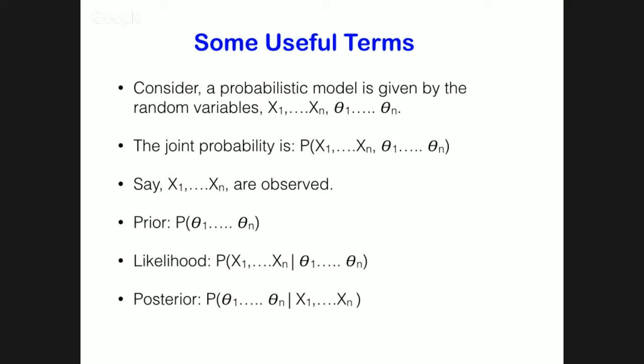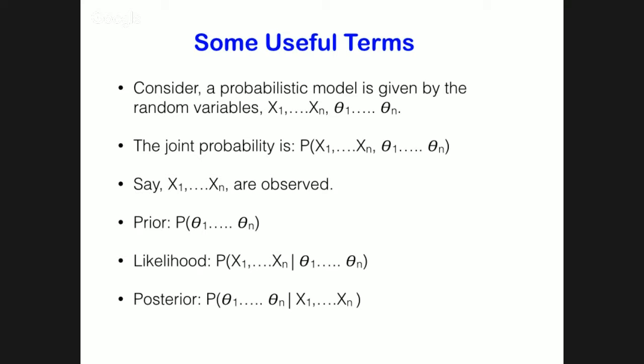So we can also, from this observation, derive other terms. From this observation, we can say that the prior term would be the probability of the unobserved variables. That's going to be probability over theta 1 to theta n. So probability over unobserved variables would indicate prior.